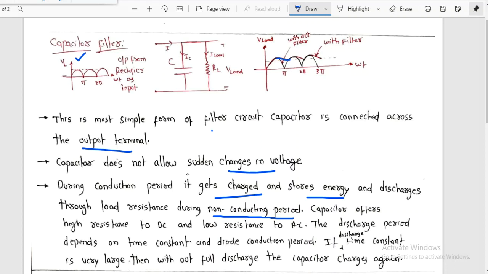It all depends upon its time constant tau. How much time period it gets charged and for how much time period it gets discharged, it all depends on, or is governed by, the time constant tau.